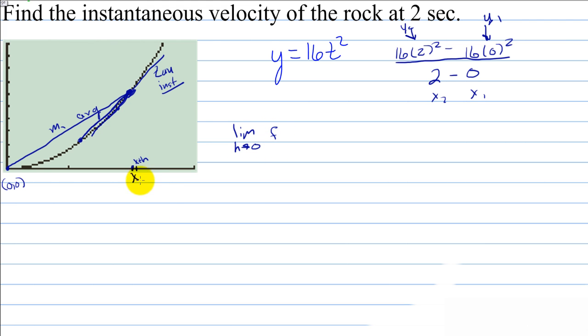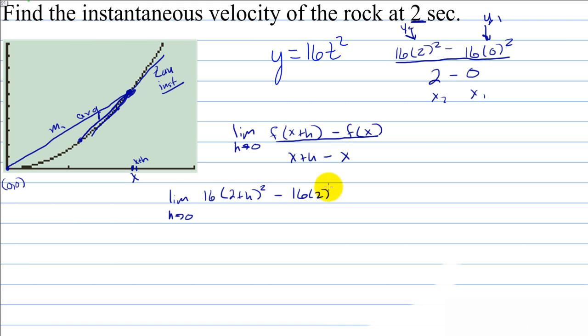And so we want y2, the second y value, so we have f of x plus h, and then we want to minus the y value for the x, so minus f of x, and then we're going to divide that by the x2, x plus h, and then minus the x1, which in this case is just x. And we're going to turn all these into 2's in a little bit here. So we have the limit as h approaches 0 of 16 times, now this isn't just an arbitrary x value, in this case it's actually 2, so we have 16 times (2 plus h) squared minus 16 times 2 squared, and then that's all going to be over 2 plus h minus 2.